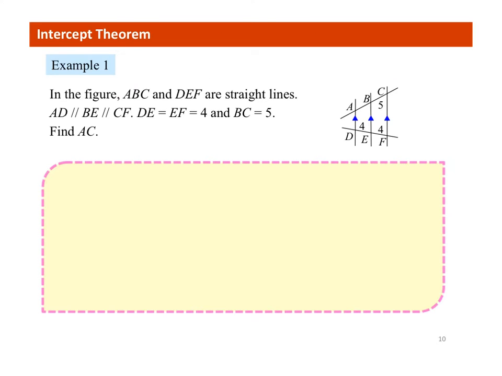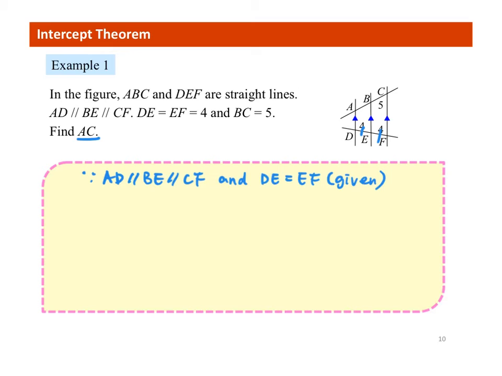Now let's look at an example on applying intercept theorem. In the figure, ABC and DEF are straight lines. AD is parallel to BE and parallel to CF. DE equals EF equals 4 and BC equals 5. Find AC. So now we have three parallel lines and two equal intercepts.